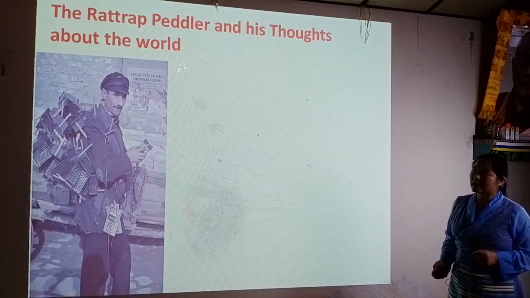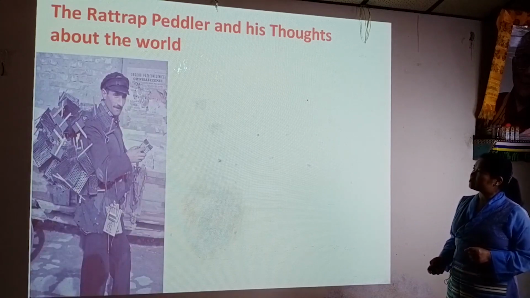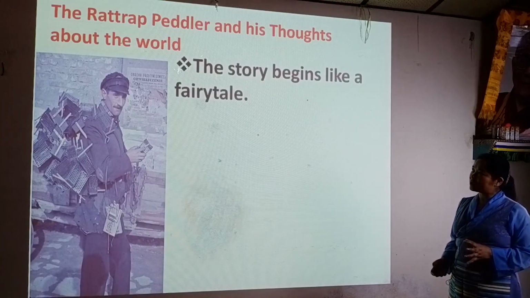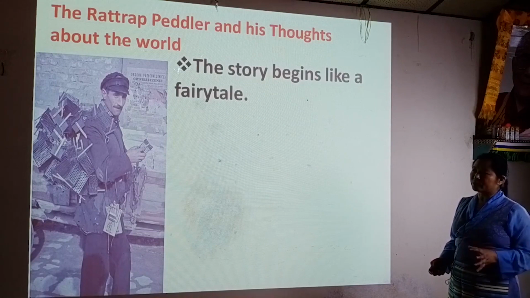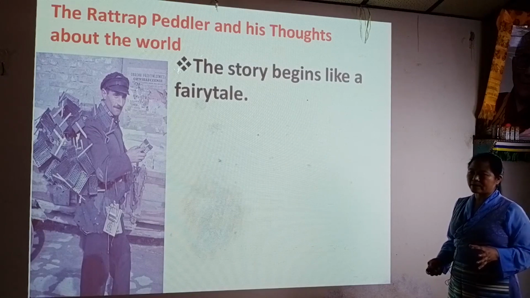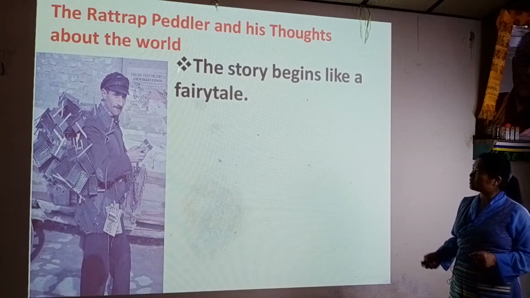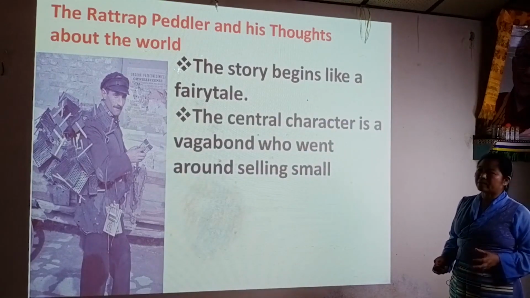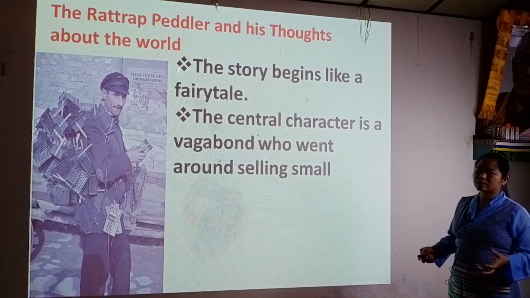Okay, so this is the rat trap battler. The story begins like a fairy tale. If you look at the textbook, the story begins like a fairy tale. It is written like a fairy tale by saying once upon a time. The central character is a vagabond. Vagabond and battler are synonyms.